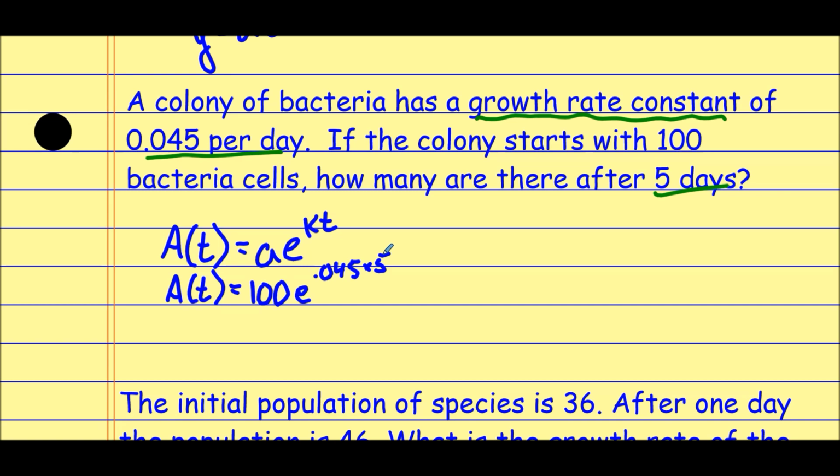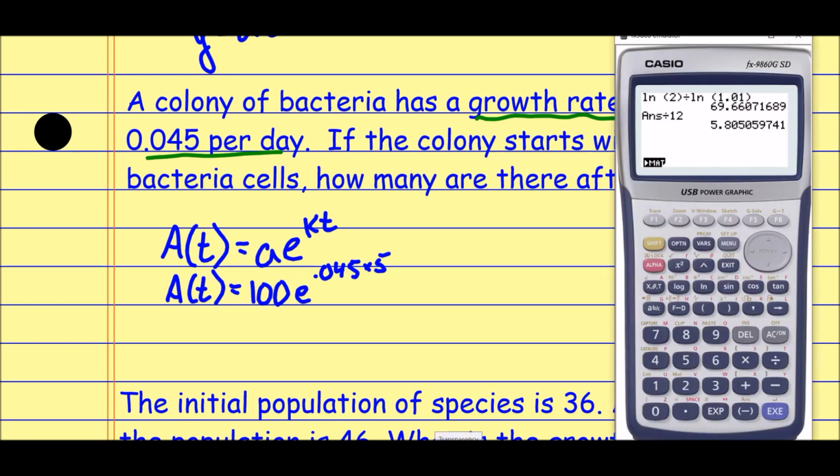And again, when you're doing this on the calculator, a couple quick things here. If you want to punch this in all in one shot, that's okay. Times e, remember your e raised to a power button. You have to put this exponent in parentheses. You have to do 0.045 times the 5 in parentheses if you want to do that all in one shot. So keep that in mind.